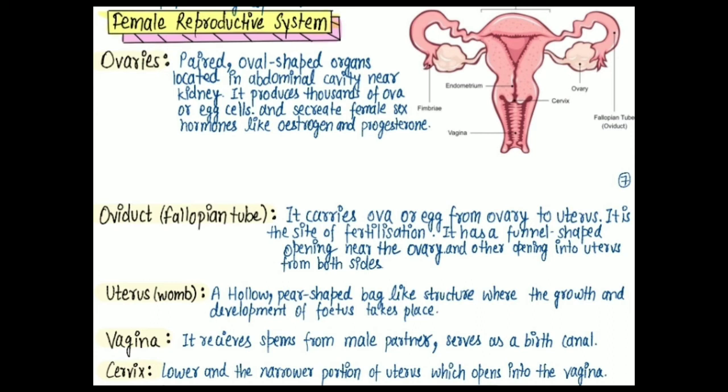Uterus. A hollow pear-shaped, bag-like structure where the growth and development of the fetus take place. Vagina. It receives sperm from the male partner and serves as the birth canal. Cervix, the lower and narrowed portion of the uterus which opens into the vagina.